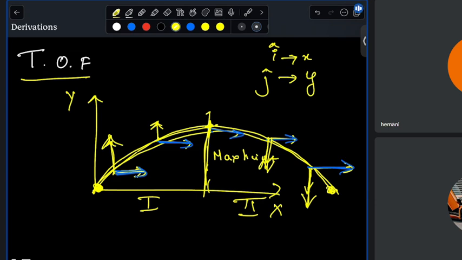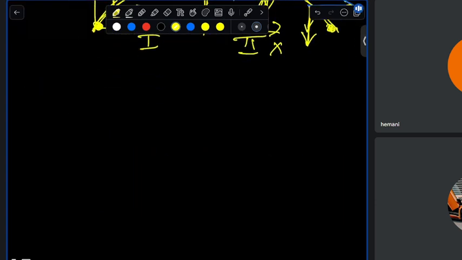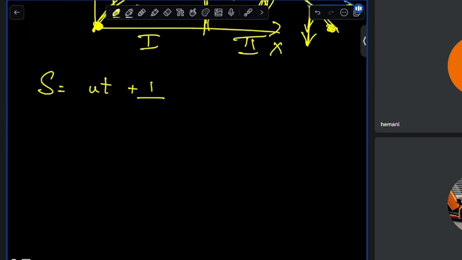Now let's talk about time of flight. Again, let's come back to the derivation we're trying to start. Time of flight, you guys know, is the total time taken. To find time of flight, we use S = ut + half at square. Now we'll revise the meaning of all these things. S meaning distance, everybody knows that. U is the initial velocity. T is the time taken.